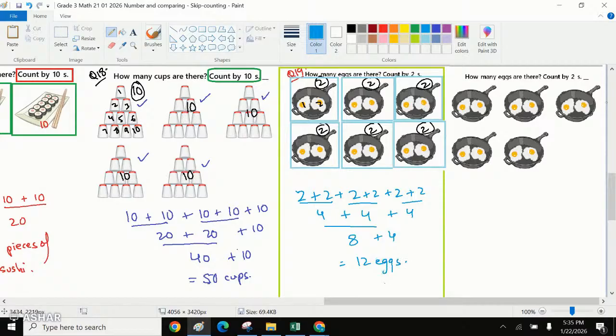Now I changed. I added one more pan, the 6th pan. There were 5 pans. I changed it to 6 pans. So it would not be 10 anymore. Precious and May, it will change to 12, right? Agreed?